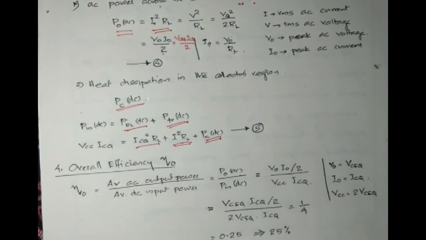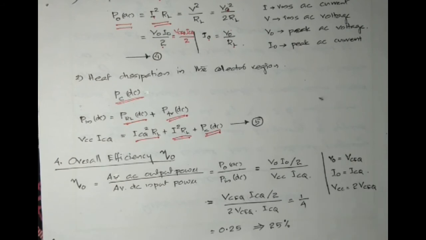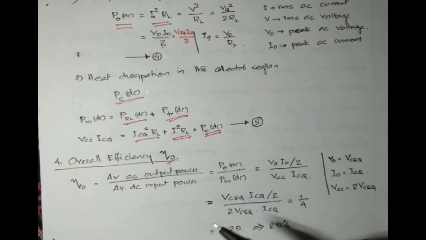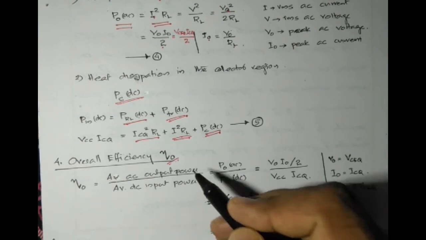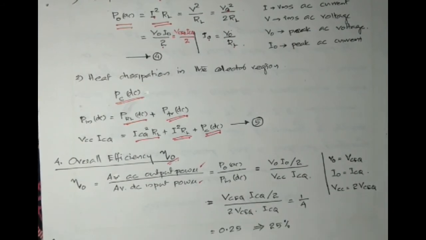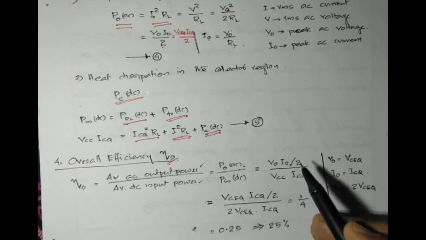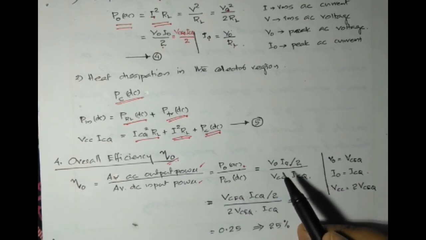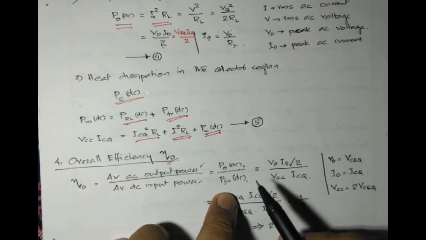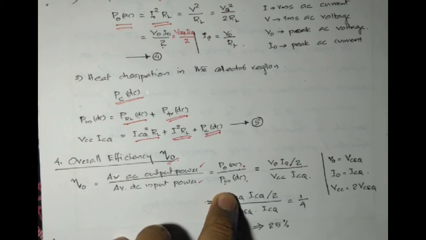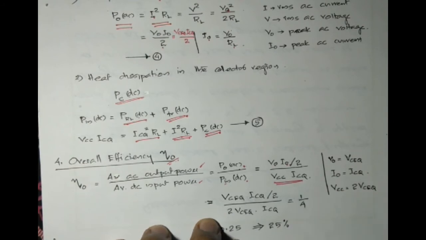Using these equations, we need to find the overall efficiency of the amplifier. The overall efficiency is represented by eta 0, and eta 0 is defined as the ratio of the average AC output power to the average DC input power, or POAC by P in DC. POAC, as we know, is V0 I0 by 2, where V0 and I0 are the peak voltage and current at the output, divided by P in DC, the average input power supplied by the DC supply to the circuit, that is VCC into ICQ.